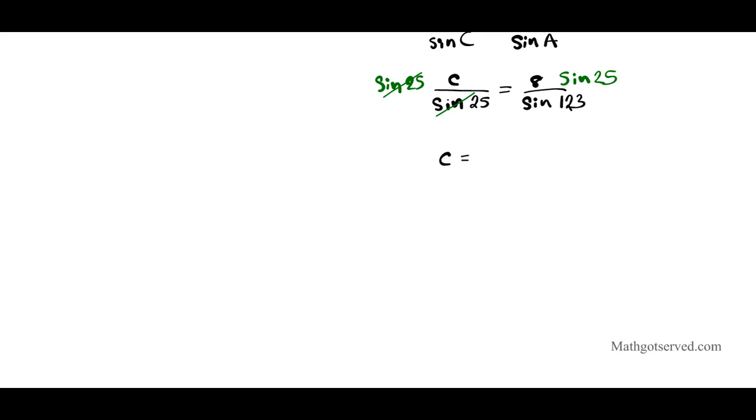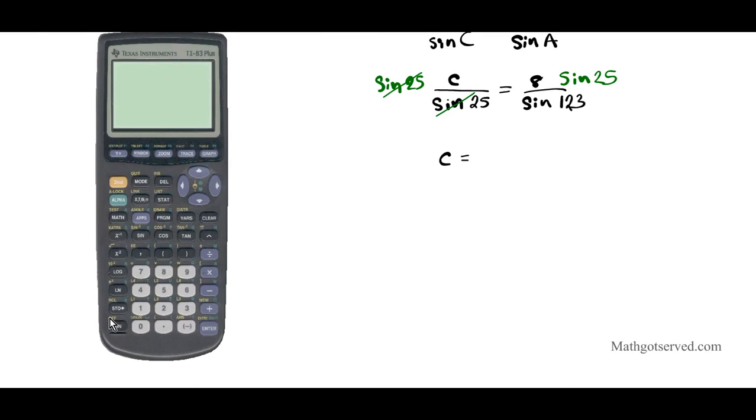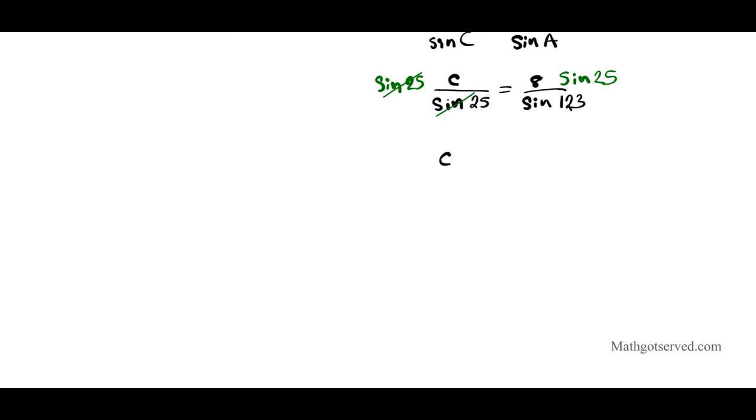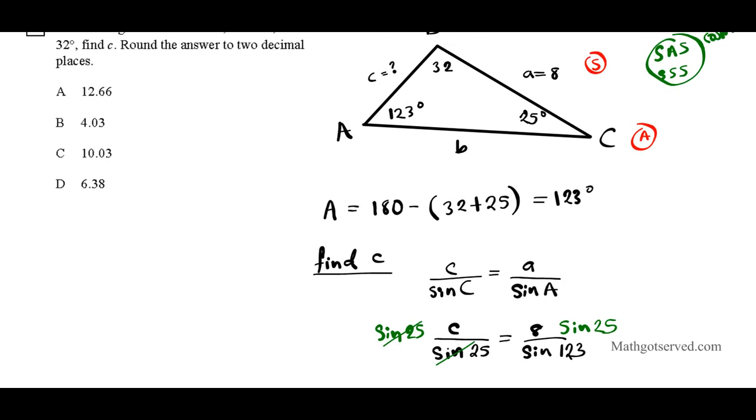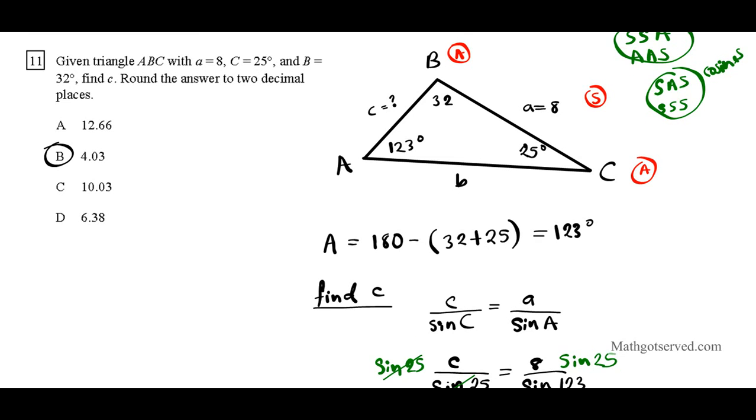Now let's plug that entire expression into our calculators and see what we get. So let's plug in 8 sine 25, equals that, divided by sine 123, equals that. Enter. Final answer is 4.03. So little c is approximately 4.03. All right, so the answer to number 11 is option B. So there you have it.